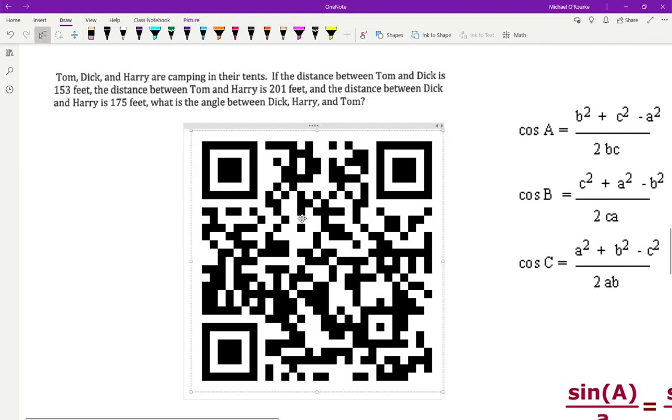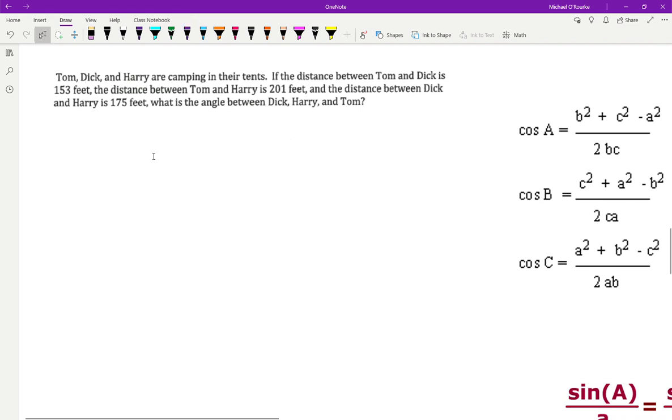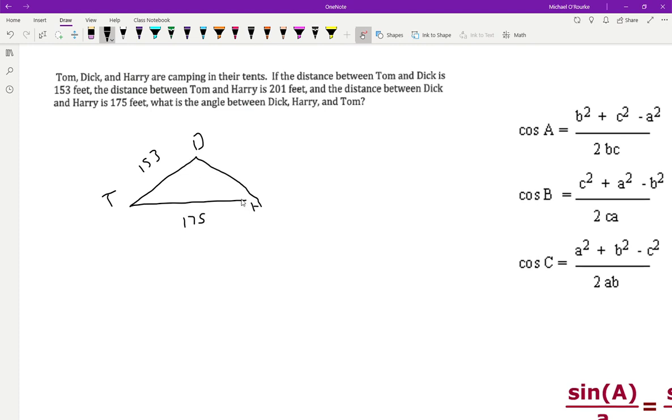Okay. I'm going to erase that right now. So if I were to draw this diagram, I kind of go as I go. Tom and Dick are my first people, so T and D, and the distance between those is 153. Now I have Tom and Harry, so I'm just going to put Harry over here somewhere. That is 175. And this one is 201. Good.